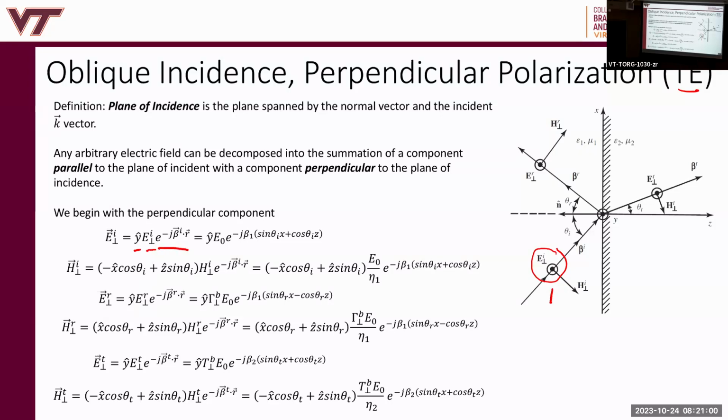We write e to the minus j beta incident dotted with r in general. Beta incident here, so beta incident is like this. It has this component and it has that component. This angle here is theta incident, right? So beta I times cosine of theta gives you z, and beta I times sine of theta gives you x. You guys should have done this in the last lecture. We went over all this, right?